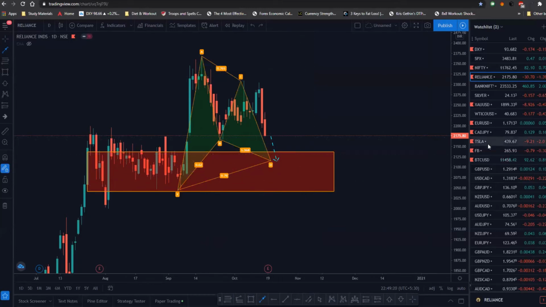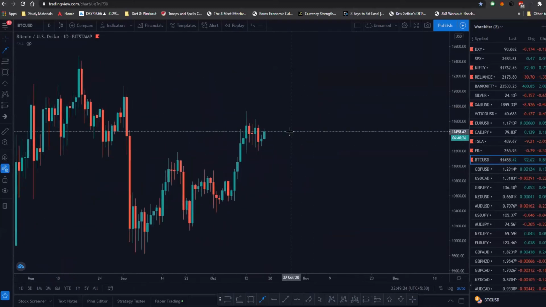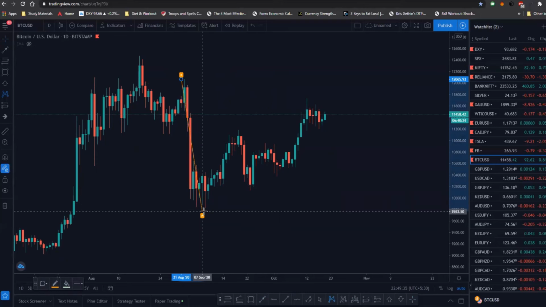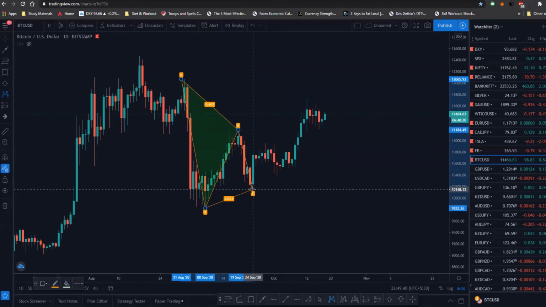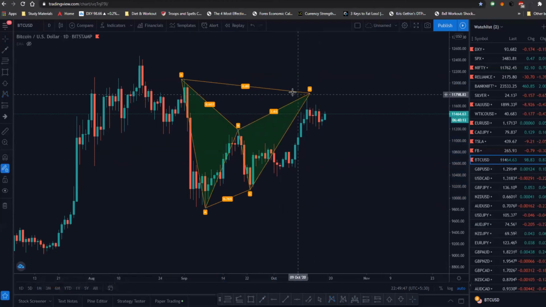Now I have Bitcoin. Bitcoin is something which I love to analyze. Most of my students are crazy about Bitcoin. What I see in this is another pattern. We have quite a lot of pattern trading this week. This is the pattern I'm talking about. It is a bat pattern, expecting the market to complete over to that level, the 11,800 level.